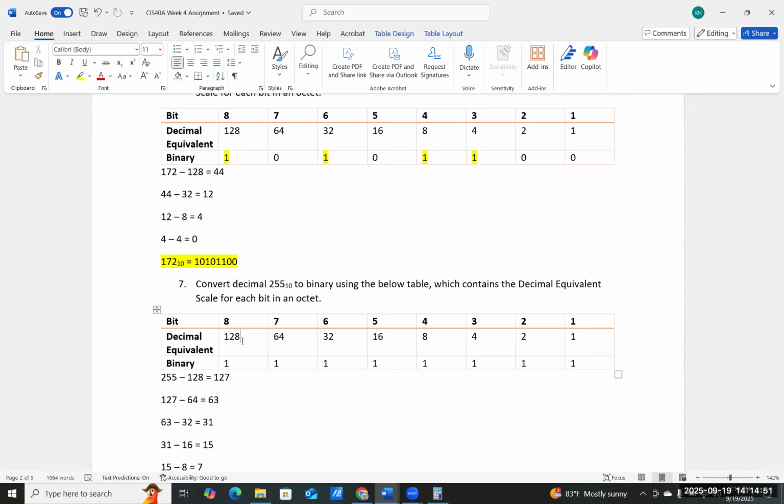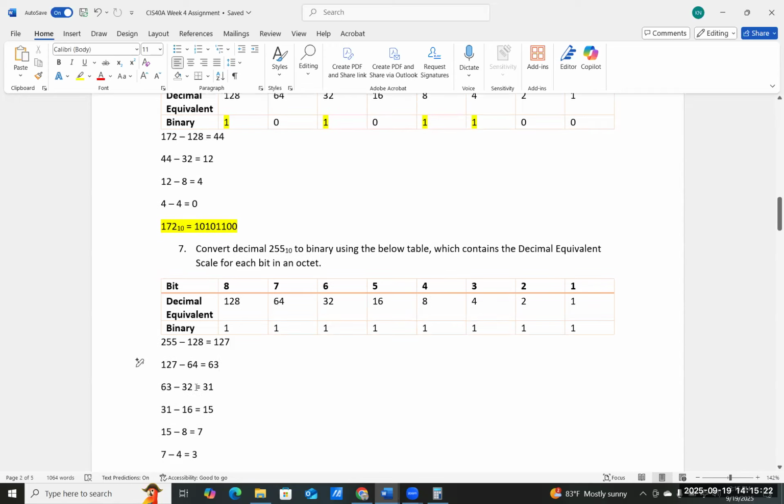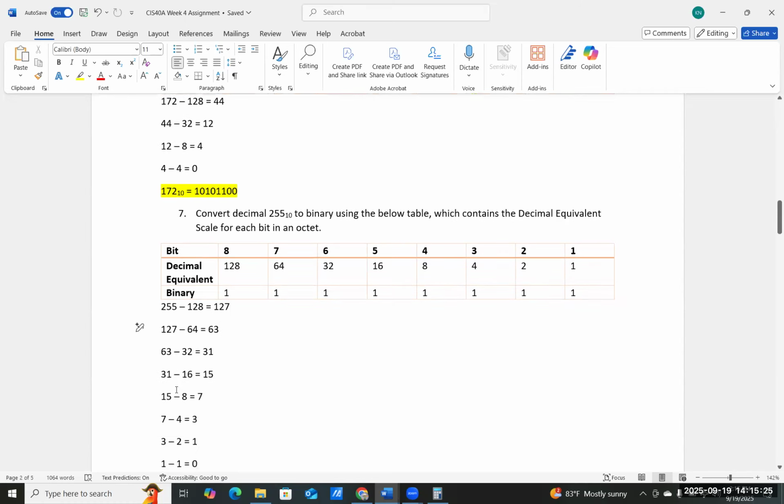Then I take the remainder after the subtraction. I ask myself, can I take that remainder and subtract the equivalent value for the next bit, which is the 7th bit, and the equivalent is 64? So if I take 127, subtract 64, I have 63 left. As I subtract, I place a 1 there. And you would continue to do that from the 8th bit down to the last bit, which is your least significant bit.